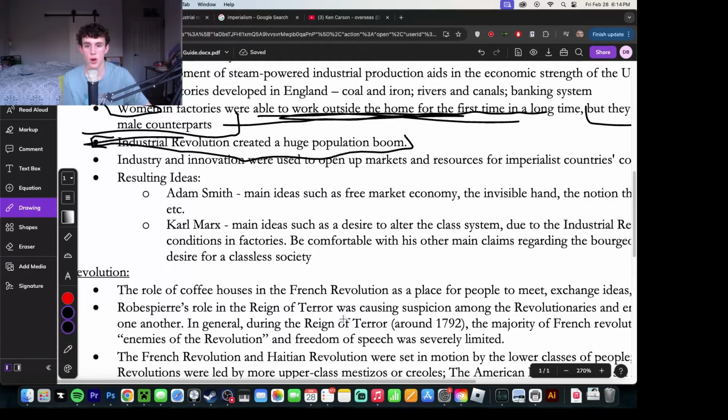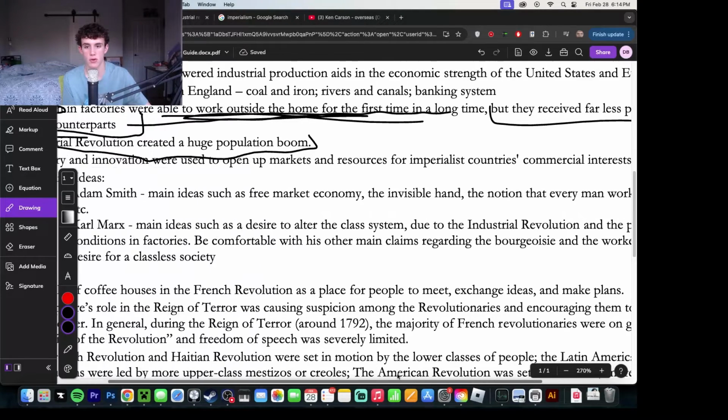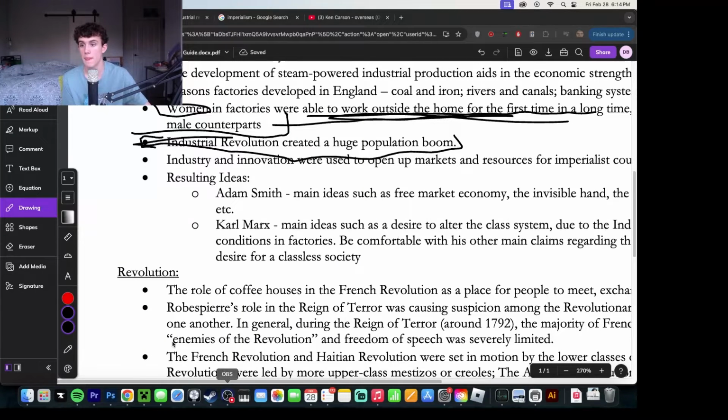Industry and innovation were used to open up markets and resources for imperialist commercial interest. More money. I've said this in other videos. Humans want money. Everything, and I mean everything, relates back to humans being greedy creatures who naturally want money. There's not a single person, in my opinion, that would not at least be tempted by money. Money is the motivator, and it is important throughout every unit.